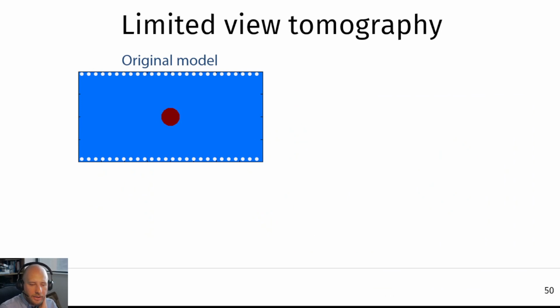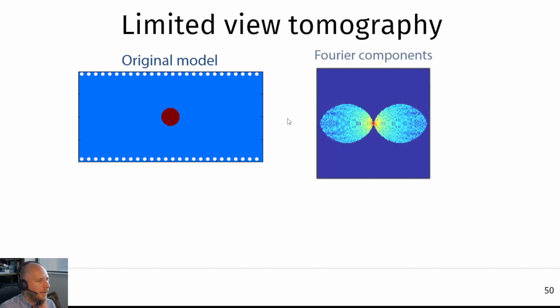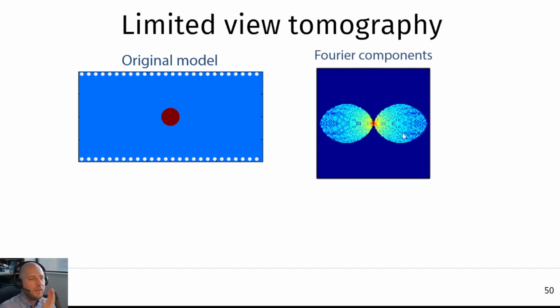So the last thing that I wanted to cover was the limited view tomography, because I gave some examples of this, or gave an application of this earlier on. And so I'll cover some of the theory first of all as to what we can do about this. So this is our original model. We've got the Fourier components that look something like this. I explained where this comes from before.